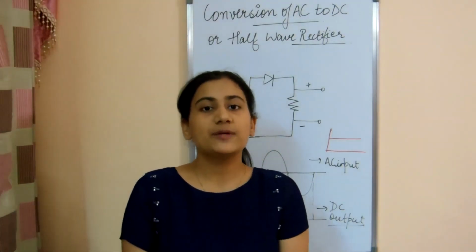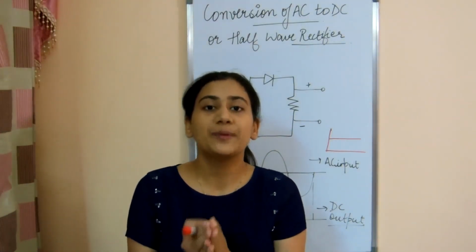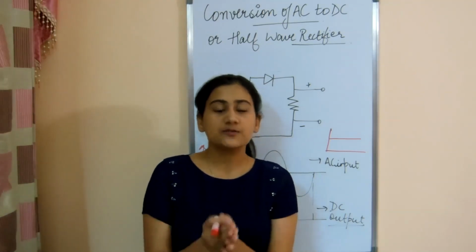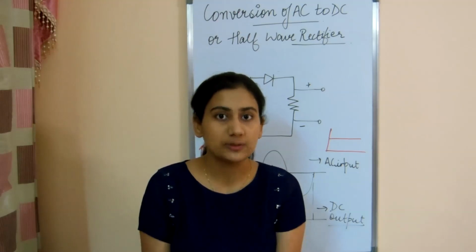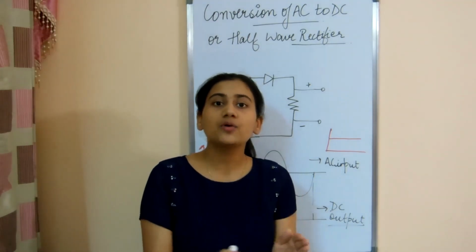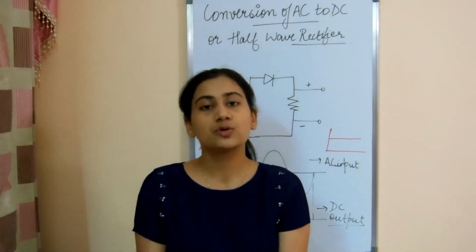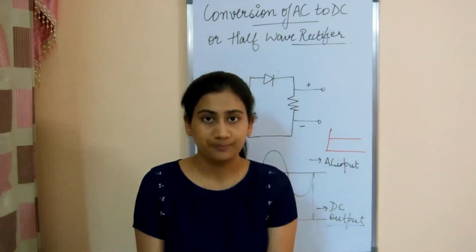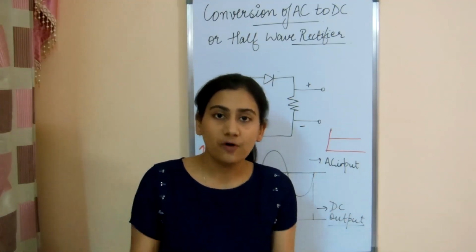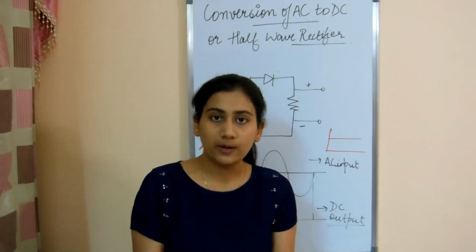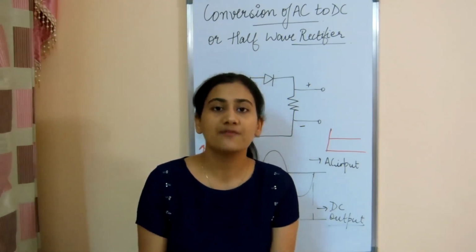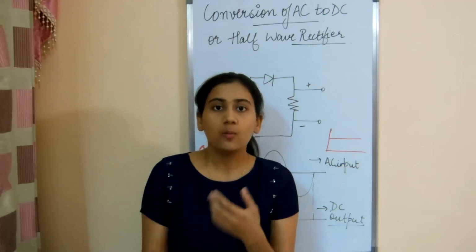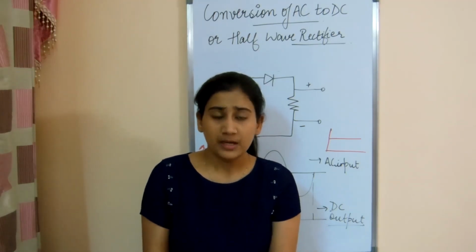Now in the previous videos we have learned what is a PN junction, how it is formed, what happens when it is forward bias and what happens when it is reverse bias. Now we are going to use all those concepts to convert AC into DC. There are many forms by which we can convert AC into DC, but the most basic form is the half wave rectifier. Now what is a rectifier?